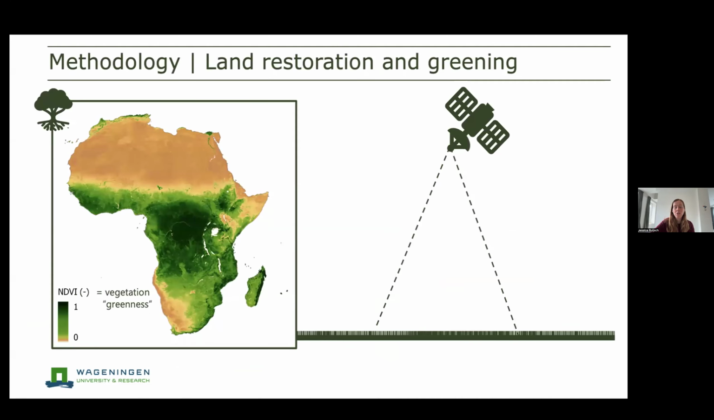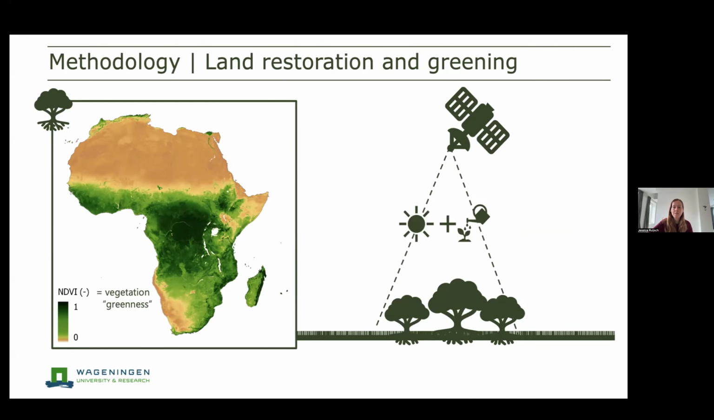So how do we do this? I used MODIS data and mainly the NDVI, which represents vegetation greenness. You can look at a time series over, for example, the past 20 years and see if, at the location of a restoration project, you see an increase in vegetation greening. But the problem is that this vegetation is not only impacted by restoration activities, but also by things like natural climate variability. And we want to separate that.